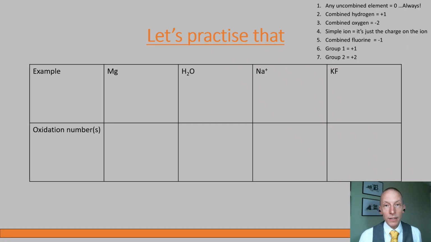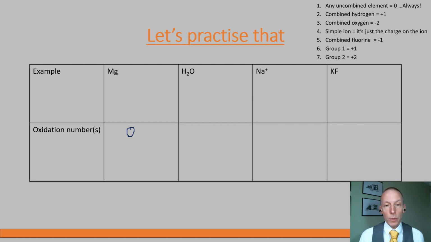Now, the best way to really understand many of the topics we see in A-level chemistry is to put that to practice. I've repeated the rules up on the top right-hand side there. That's going to help us. So first of all, the oxidation number for magnesium. Magnesium here is uncombined. It's just an element in its elemental form. So that is going to have an oxidation number of 0.